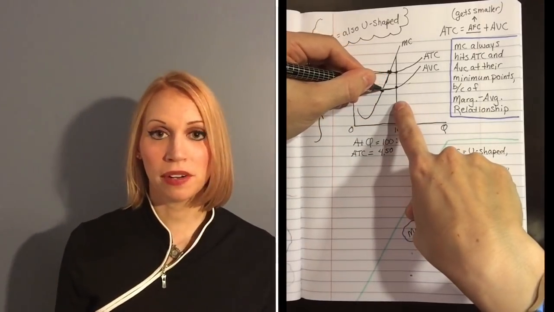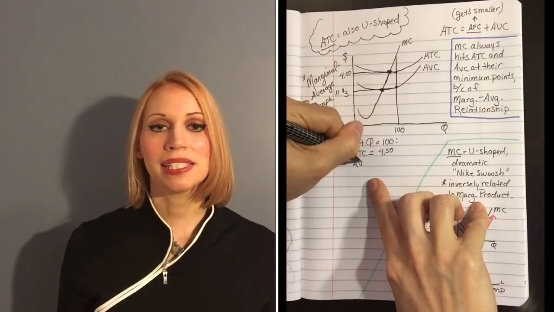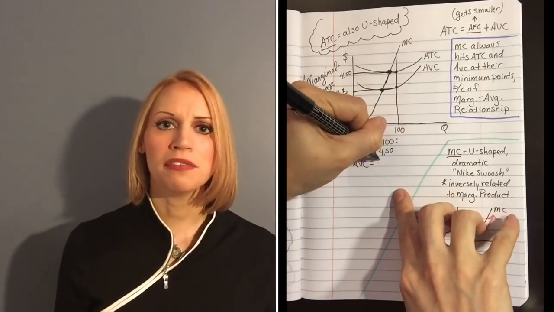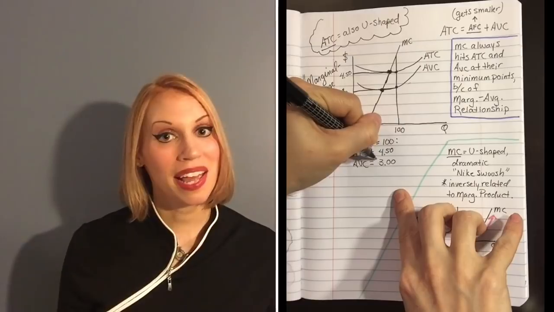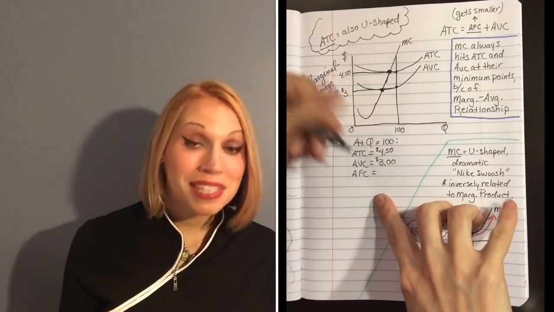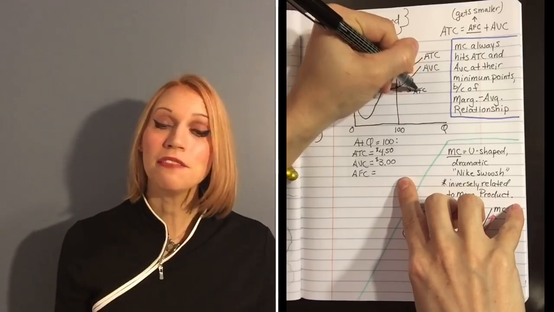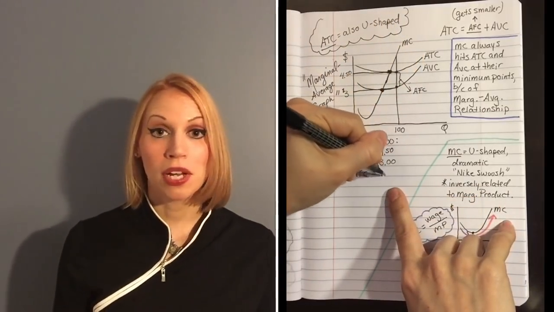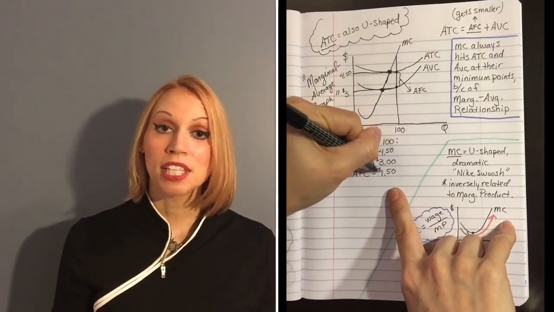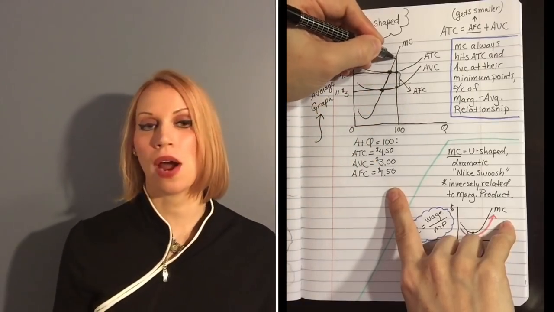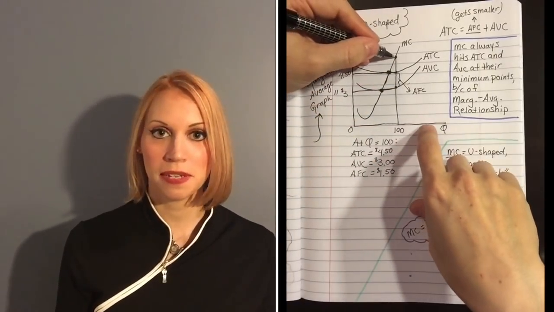Well, what about average variable cost? Start at your 100, go up until you hit that curve, and then just go straight to the y-axis and see that's $3. Now we've got to find our average fixed cost. Remember that AFC always gets smaller, so average fixed cost is always going to be that space in between ATC and AVC that keeps getting narrower and narrower. So we need to find the value of that gap. Now at a quantity of 100, that's going to be worth $1.50. So our average fixed cost is $1.50.